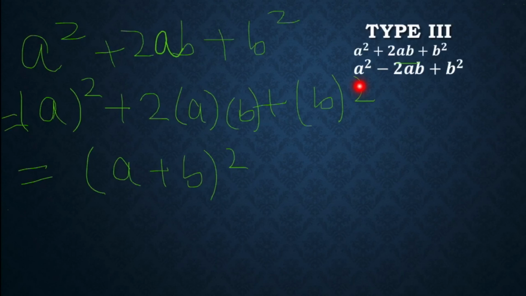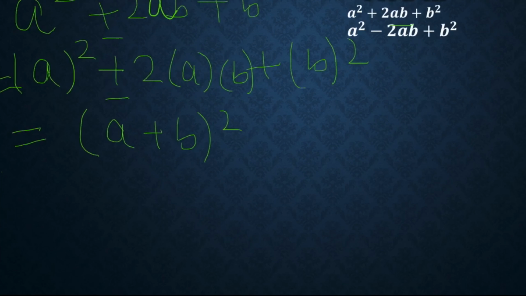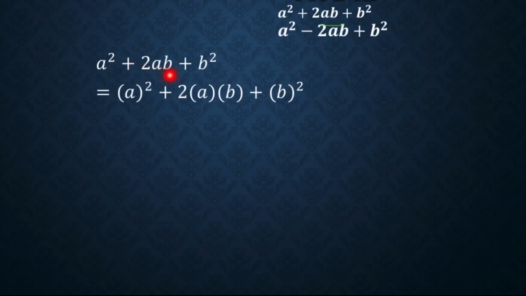Similarly, another expression can be given with the same terms, but here the sign will be negative. So these terms can be positive or negative. Whenever there is a positive sign, it will close as a plus b whole square, and whenever there is a negative sign, it will be closed as a minus b whole square. Now we will again see a square plus 2ab plus b square. It can be written as a whole square plus b whole square plus 2 times a times b. It can be closed as a plus b whole square.